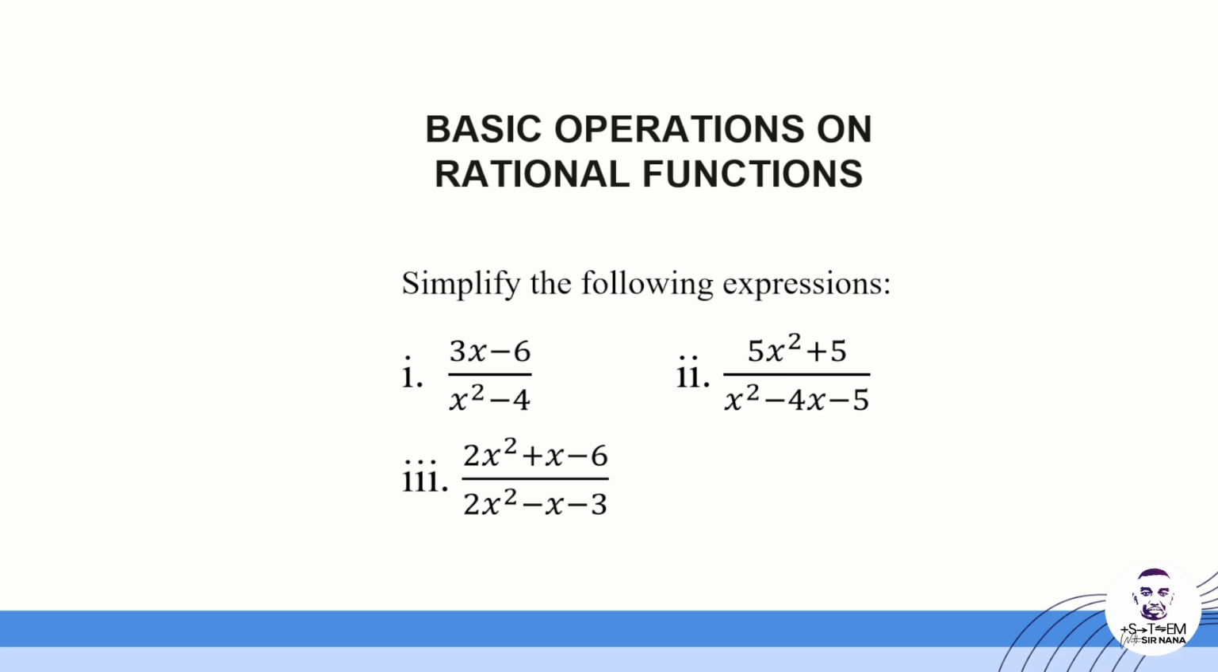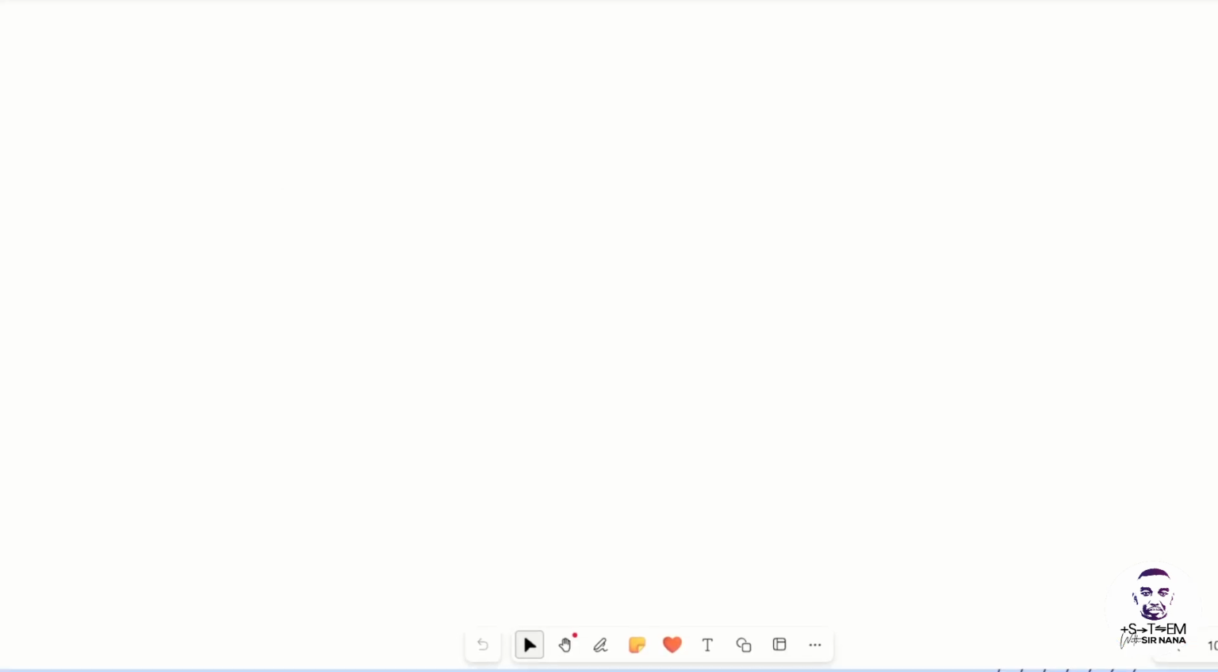We have to simplify the following expressions, right? In the first expression we have 3x minus 6 all over x squared minus 4. And we have the second one, which is 5x squared plus 5 all over x squared minus 4x minus 5. And then we have a quadratic as the numerator, 2x squared plus x minus 6, and the denominator 2x squared minus x minus 3.